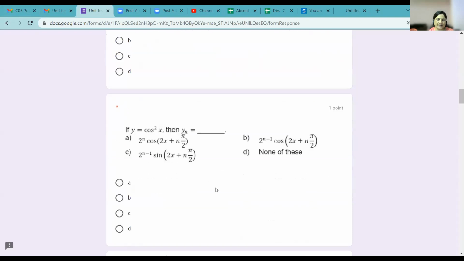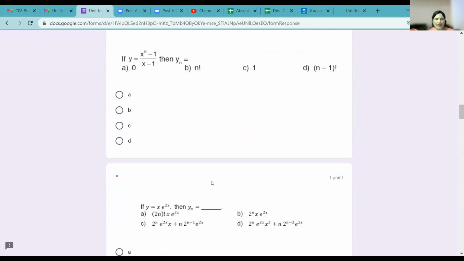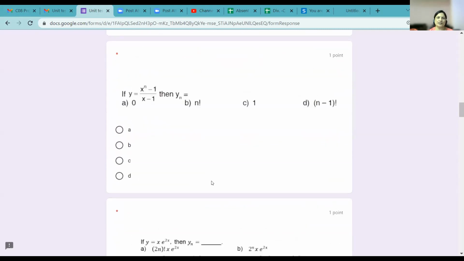y is equal to cos square x. Option B. We have solved it so many times. Next, y is equal to x raised to n minus 1 divided by x minus 1. Then yn is equal to. Who will tell me that answer? Option A. Yes, it is correct. Then how did you find that solution?